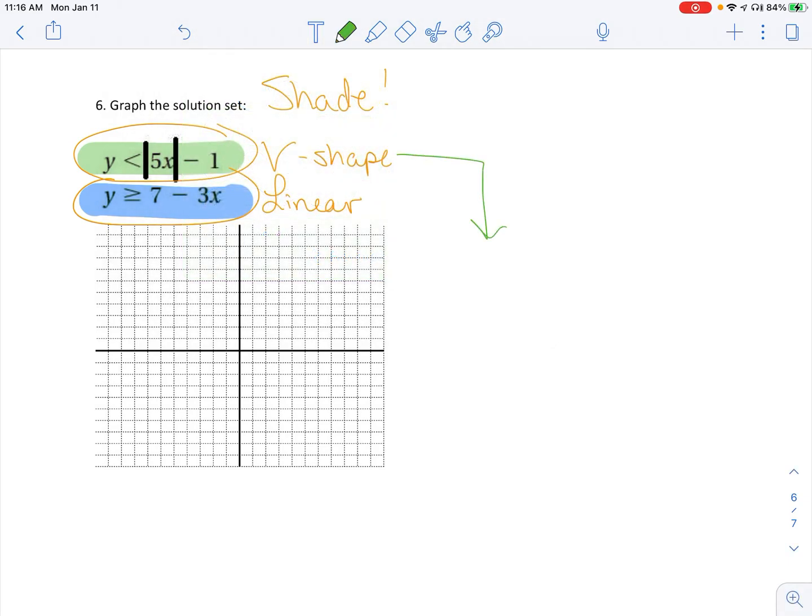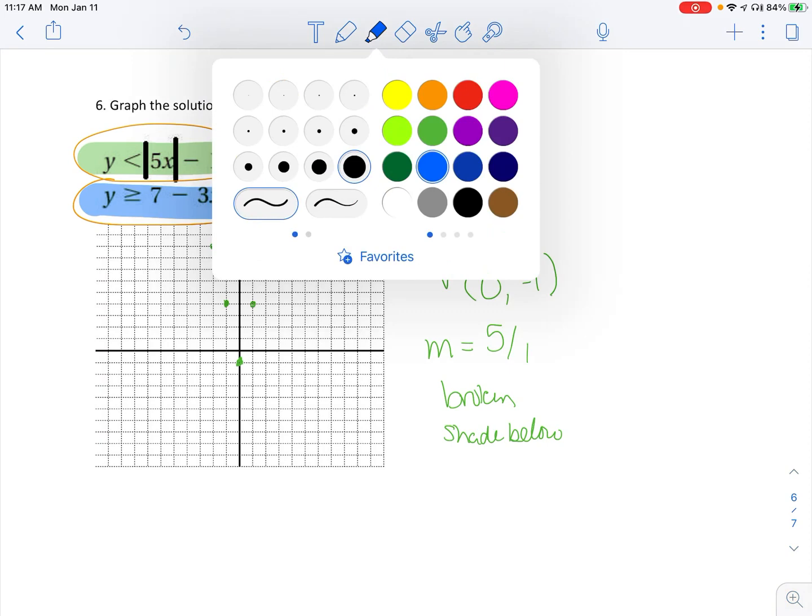The V-shaped graph has a vertex and it has a slope. The slope is the number in front of the absolute value, in this case you could pull that 5 out. And what is inside being added or subtracted? 0. What's in the back? -1. So we plot our point of 0, -1 and go up 5 over 1: 1, 2, 3, 4, 5. Make sure you make it a V, don't make it a straight line. This is also going to be broken, and I'm going to shade below because it's less than. It's broken because it's not equal to, in case you forgot that.